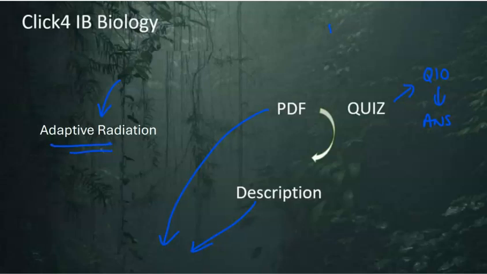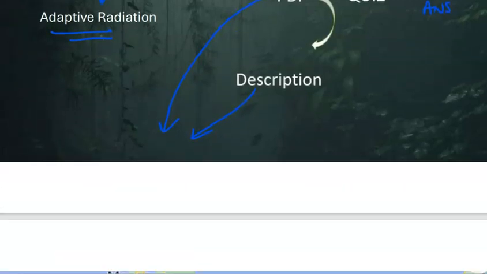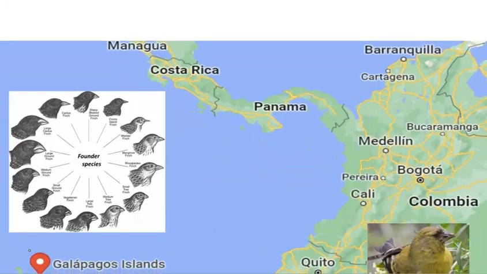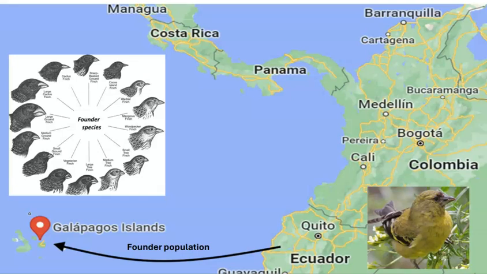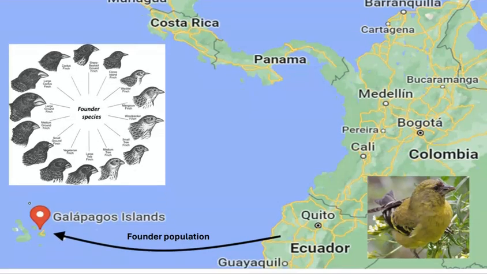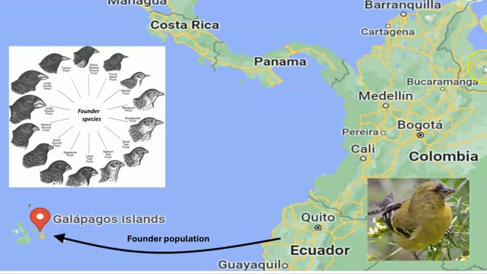Adaptive radiation, a process of evolutionary biology. And as our example of adaptive radiation, you will probably not be surprised that we're going to be looking at the story of the Galapagos finch.